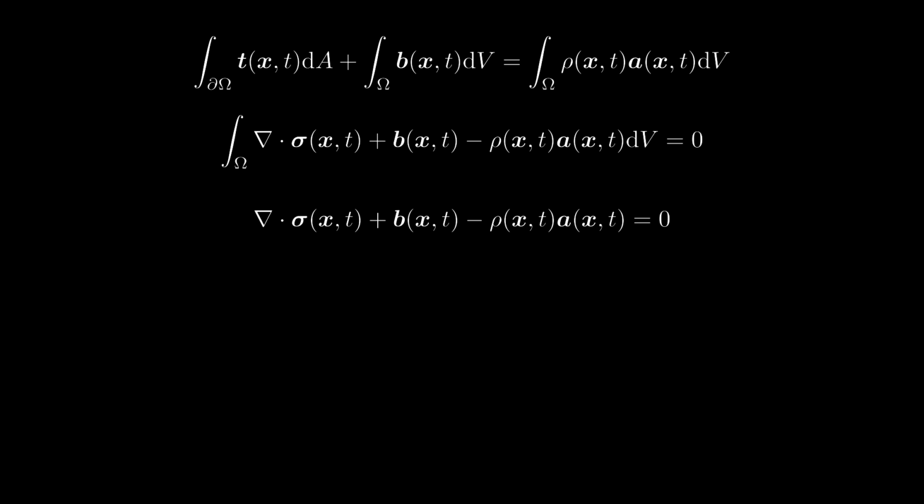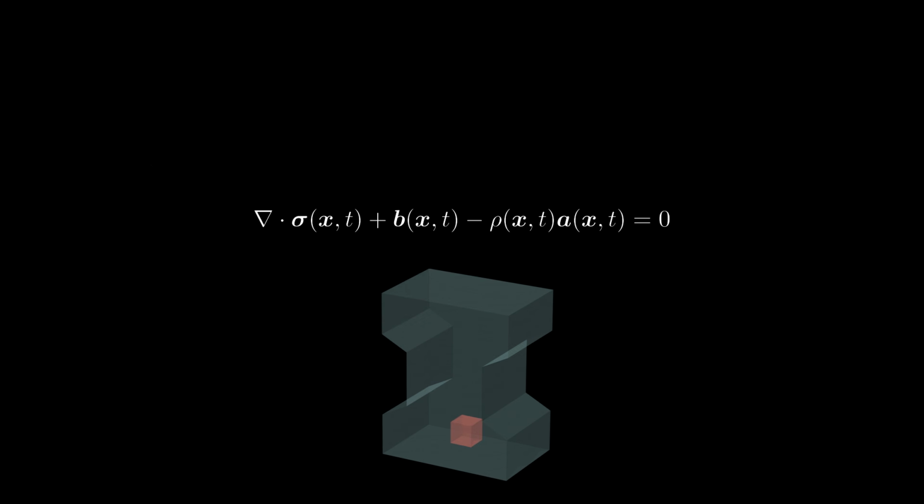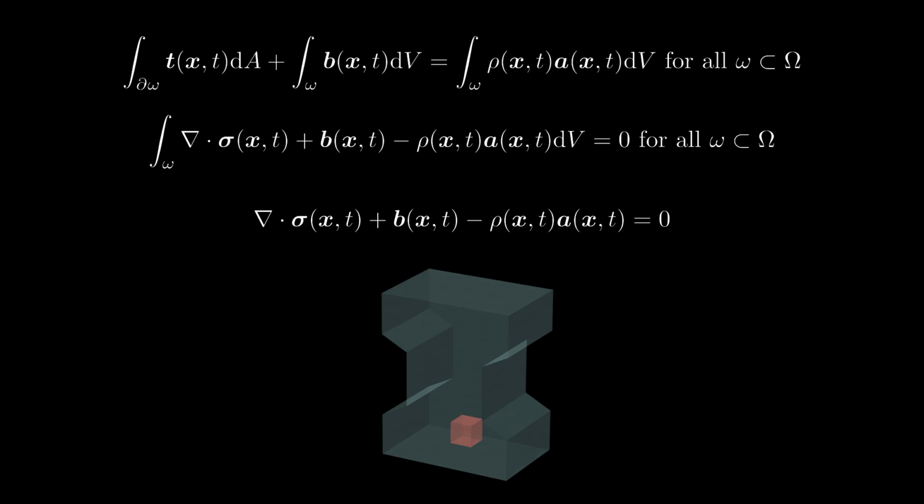We have derived the global balance of linear momentum for the entire object omega. But we could have also considered a smaller region inside omega. In that case, we would have arrived at the same result, with the only difference being that the volume integral would be taken over this smaller region, which I denote by lowercase omega.